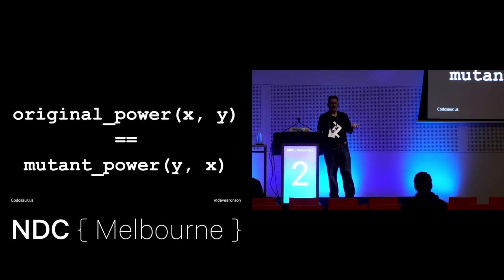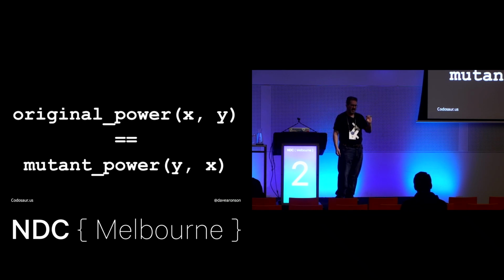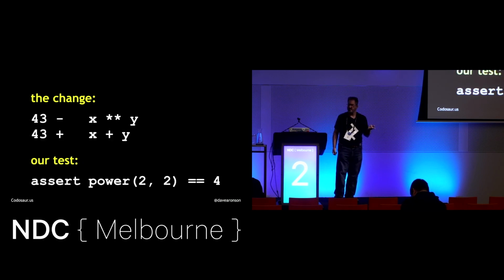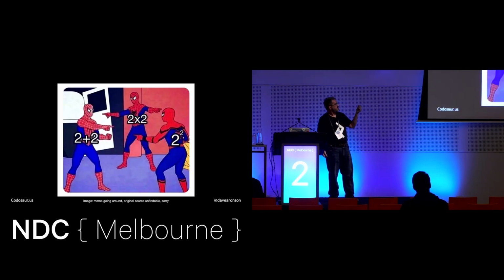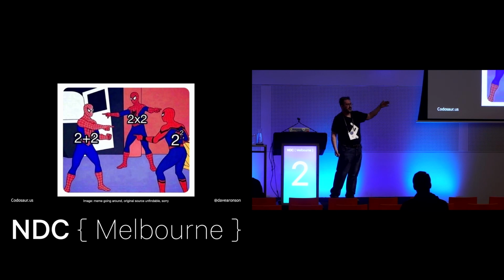To determine how that happens, it helps to take a closer look at one mutant and a test it passes. So let's start with the plus mutant. Looking at this change together with this test makes it pretty clear that this mutant survives because 2 plus 2 is equal to 2 to the 2. And so is 2 times 2, but he's in the background. We can save him for later.